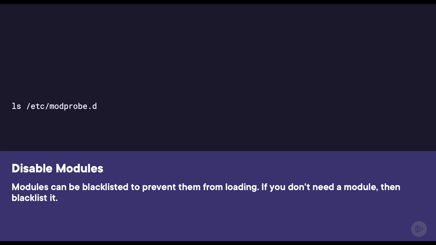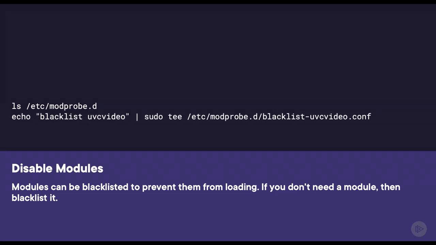But rather than put everything in a single file, we can put it in little, small, modular files. If we echo out the keyword blacklist and the module that we want, uvcvideo, and send that through to /etc/modprobe.d/blacklist-uvcvideo.conf, well, you've guessed it, this is going to be read by the system so that it will not load that module. We can test this by rebooting, and then check that the module is not loaded.